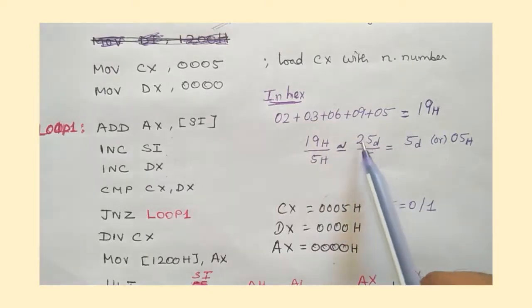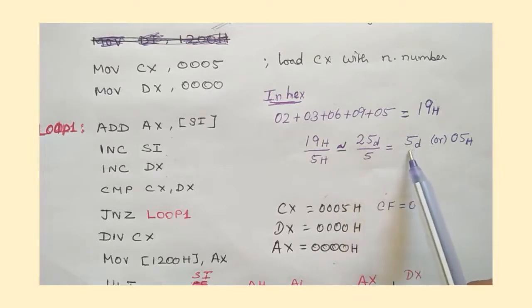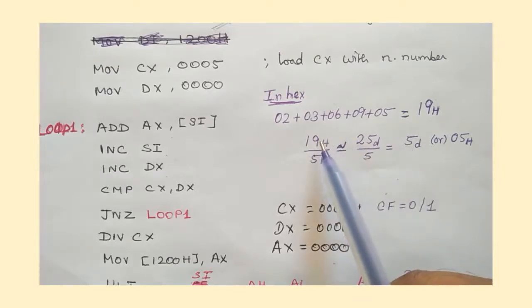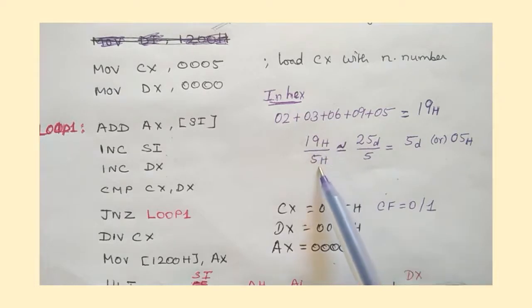If we divide 25 by 5, we get 5D. Otherwise, in hexadecimal also we can divide 19 by 5. Also, we have 5 hexadecimal values.